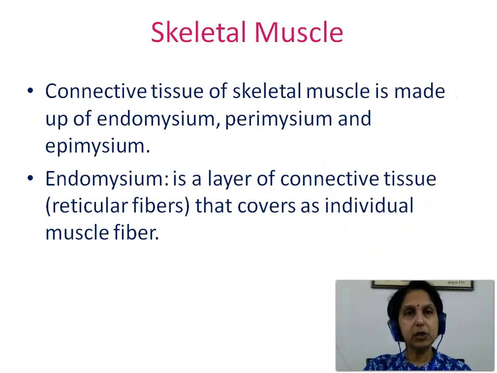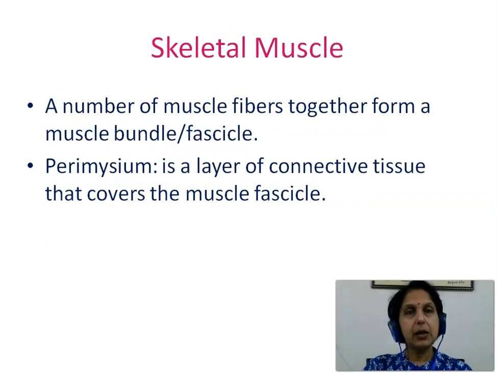The connective tissue of the skeletal muscle is made up of endomysium, perimysium, and epimysium. Endomysium is a layer of connective tissue made up of reticular fibers that covers an individual muscle fiber. A number of muscle fibers together form a muscle bundle or a muscle fascicle.